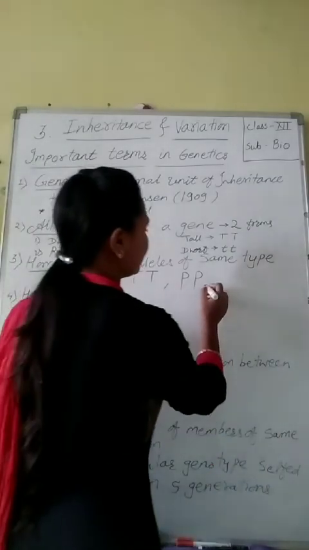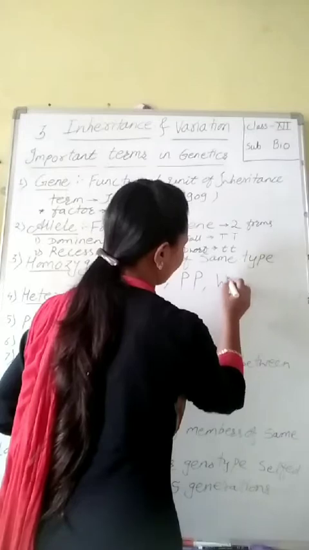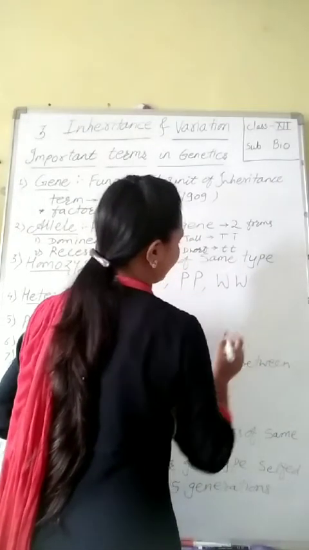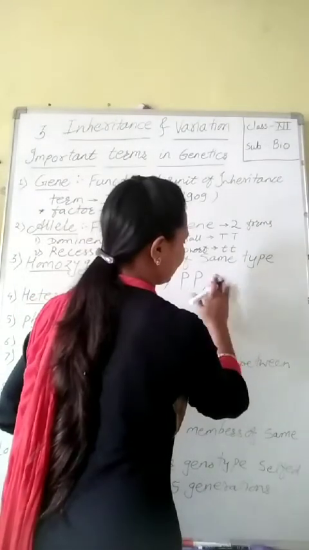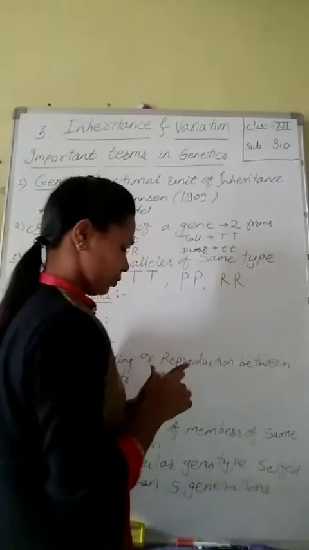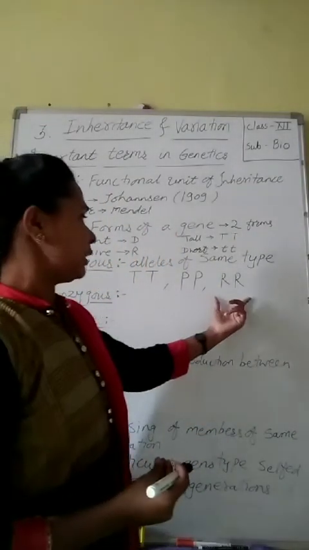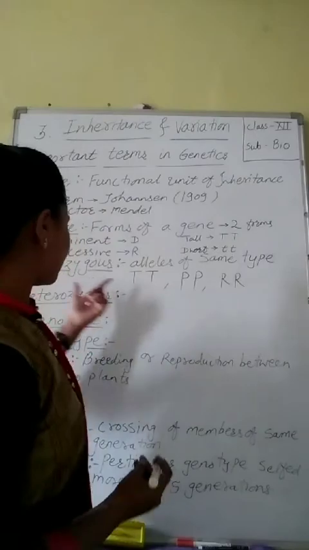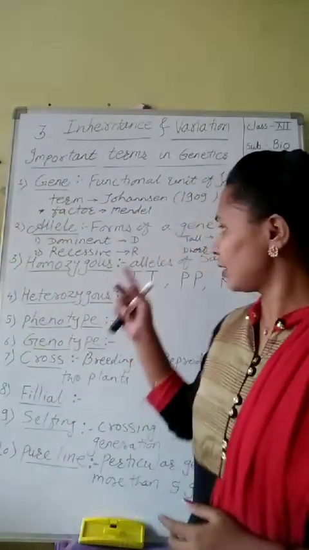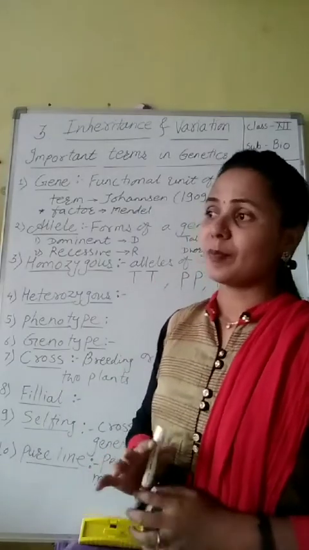Another one we can say is capital R and capital R, any letters we can take, round and round. So these are also examples of homozygous. Means homozygous are the same, these alleles are having the same types.